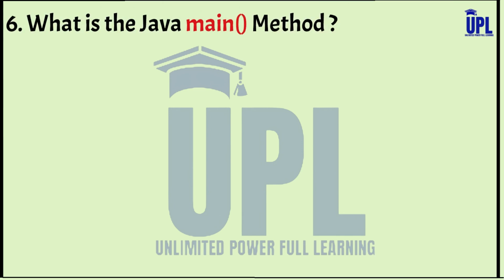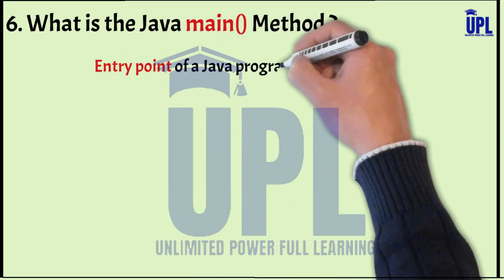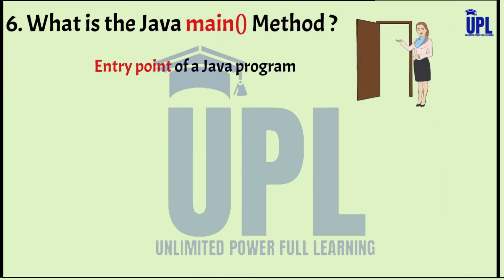Okay, so let's try to understand what is the Java main method. In a Java program, the main method is a method where the execution starts, or it is the entry point of a Java program. Hence, it is one of the most important methods of Java. The Java compiler or Java virtual machine looks for the main method when it starts executing a Java program.